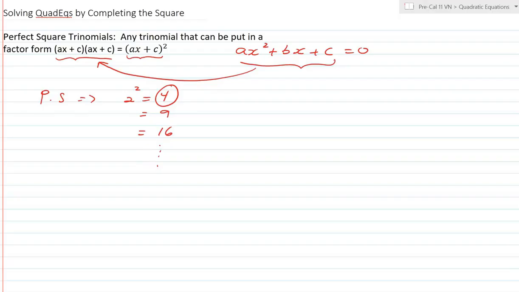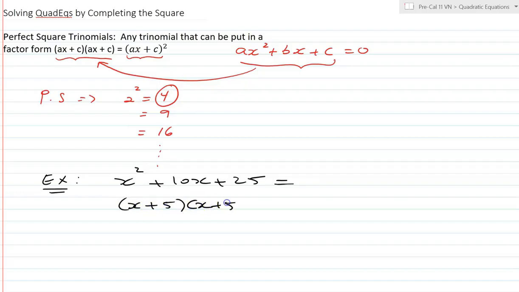Okay, so let's go ahead and do a few examples of that. For the first example, we want to know if x squared plus 10x plus 25 is a perfect square trinomial. Let's factor it. When we factor that, what do we get? We get (x + 5)(x + 5). Another way of writing it is (x + 5) all squared. So that is a perfect square trinomial.